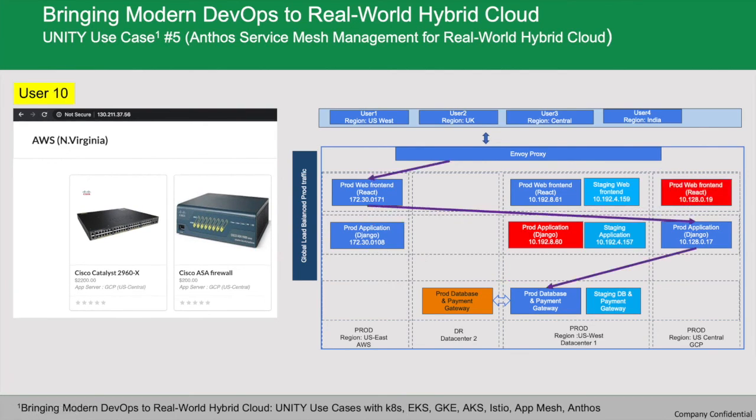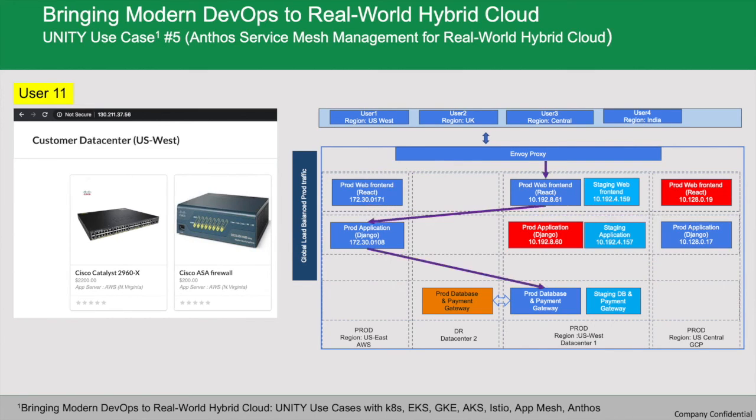Next, we turned off the front end in GCP, and we see that user 10 was served by the front end in Amazon and then the application in GCP. And user 11 first came to the front end in the data center and then went to the application in Amazon. User 12 came to the front end in the data center, went to the application in GCP. And user 13 came to Amazon both for the front end and the application.